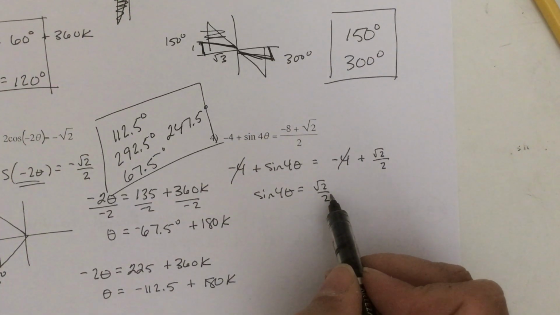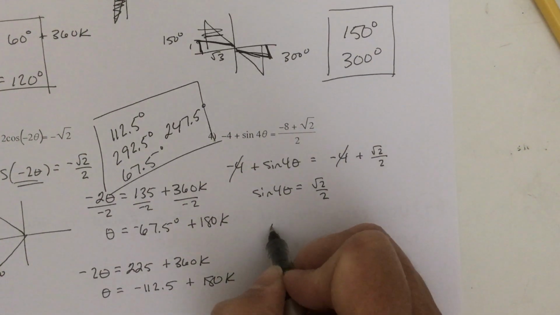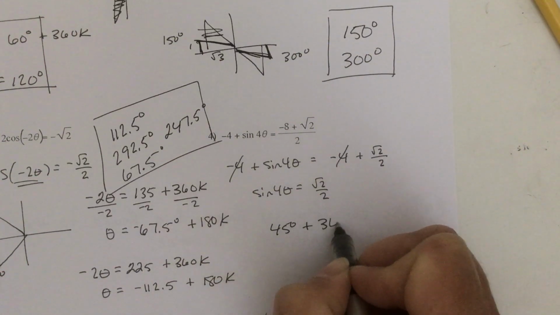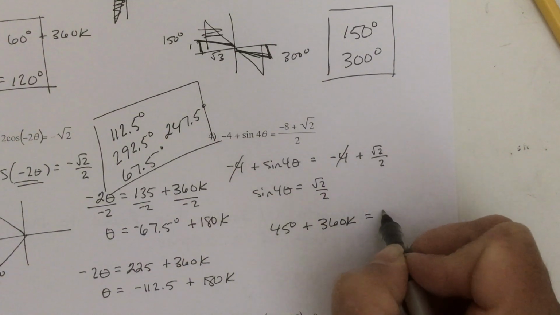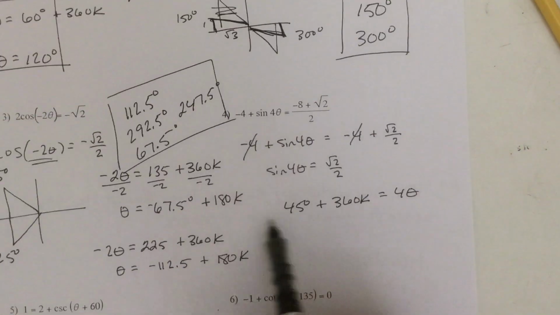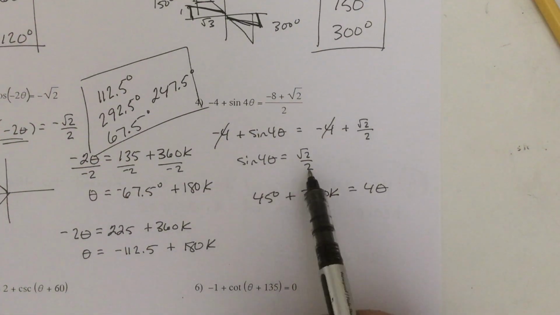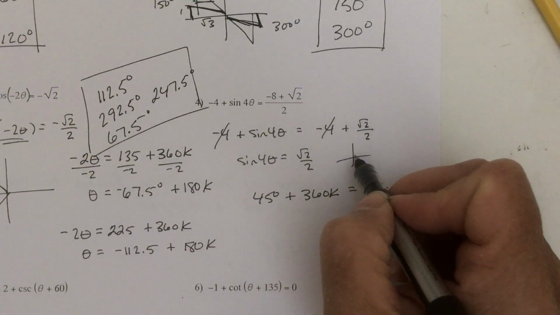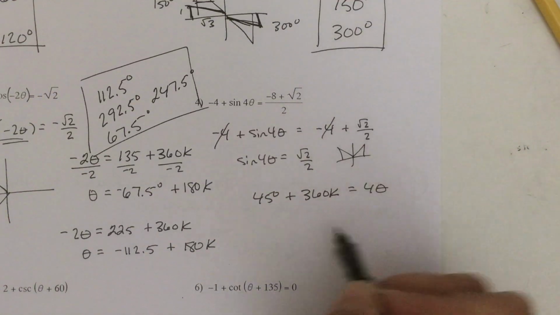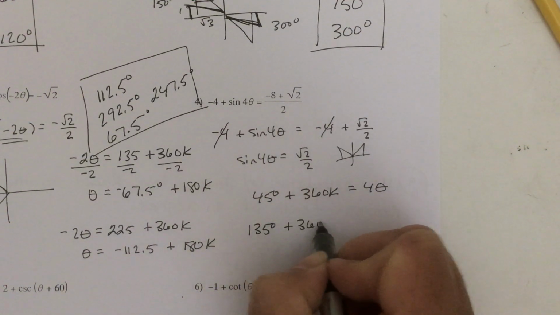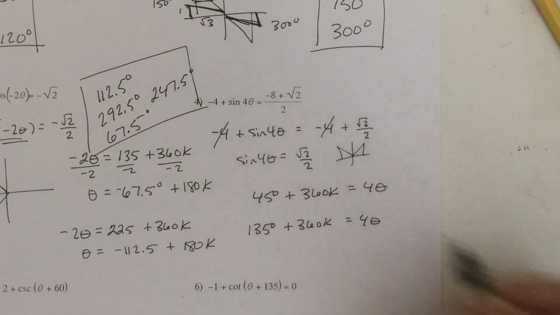Radical 2 over 2, if you look on your unit circle, is going to be at 45 degrees. So 45 plus 360k is going to be equal to 4 theta. Now I normally put the 4 theta first. It doesn't matter where it goes. Then sine is positive here and here, so also 135 degrees plus 360k is equal to 4 theta.